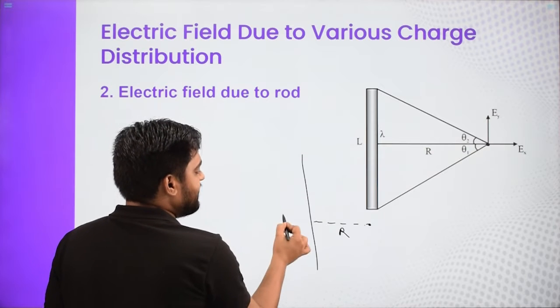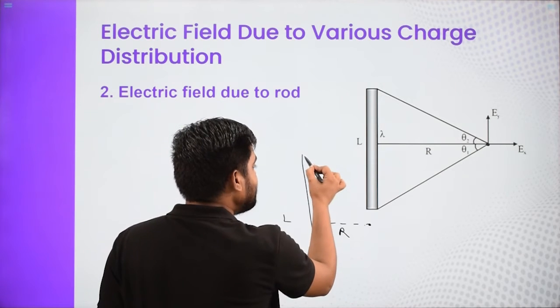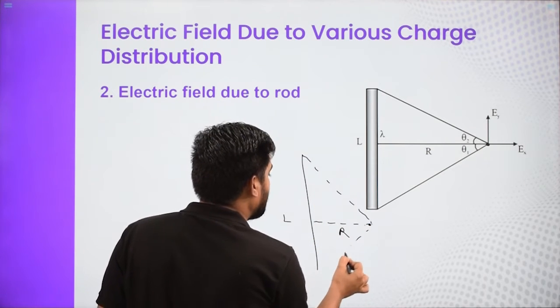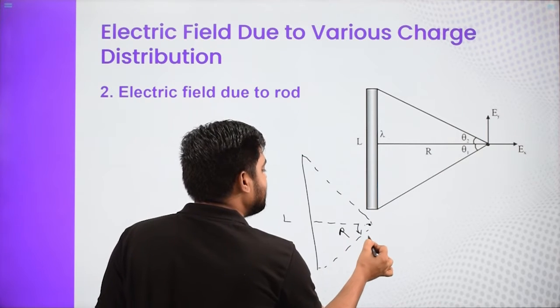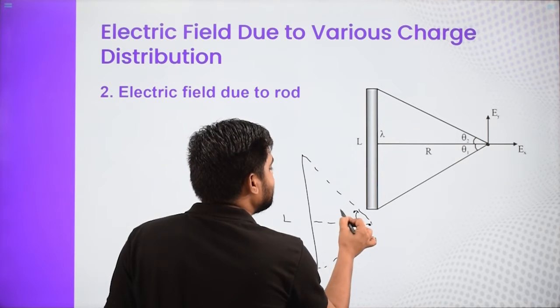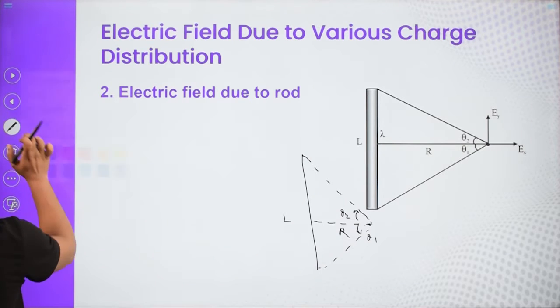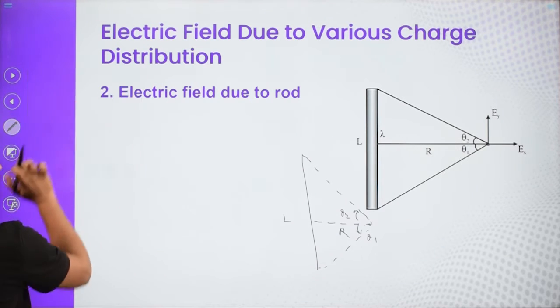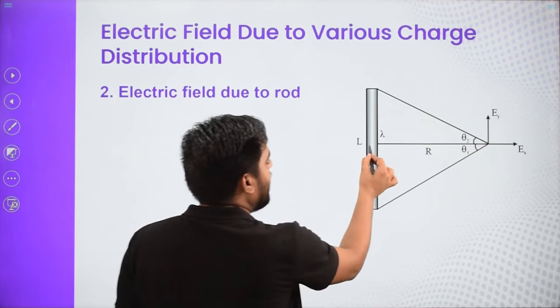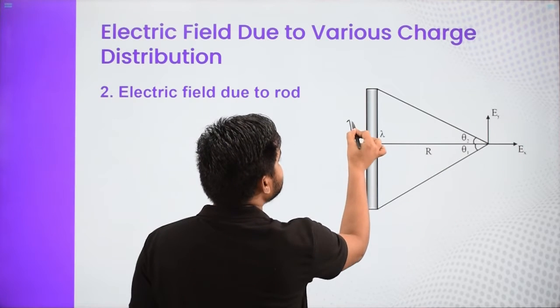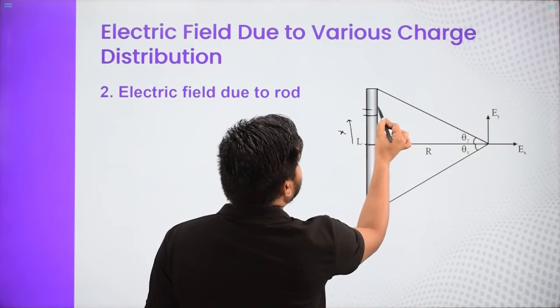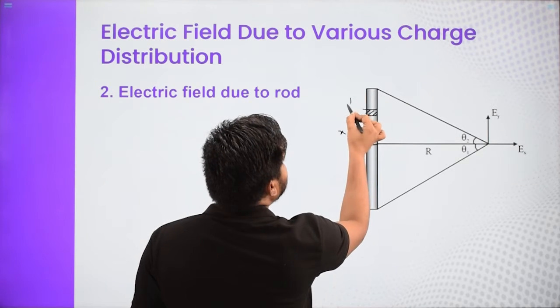The rod itself is having L length, and when we join these two ends of the rod to the point, then this angle is basically theta 1 and this angle is nothing but theta 2. So we are going to find the electric field due to that. To find the electric field, what I am going to do is, again from this point I am going at x distance and I am taking a small element of dx width.